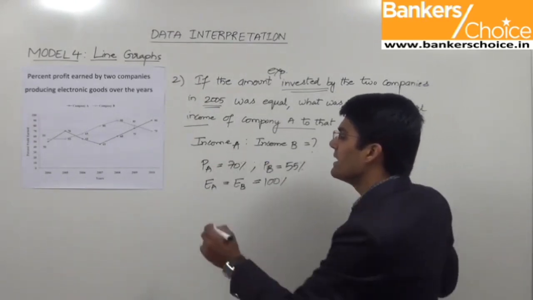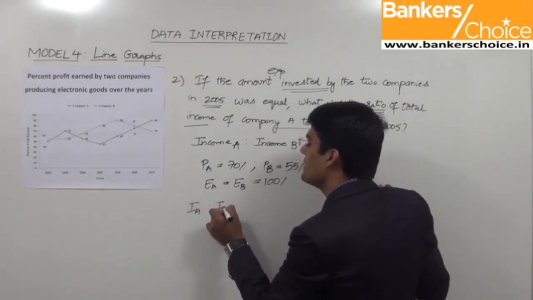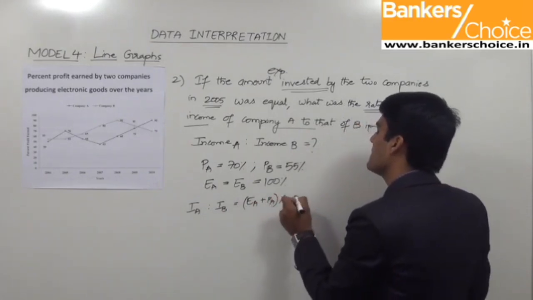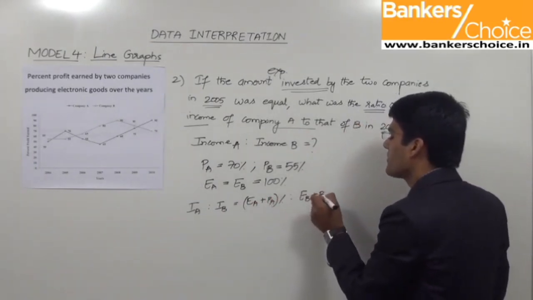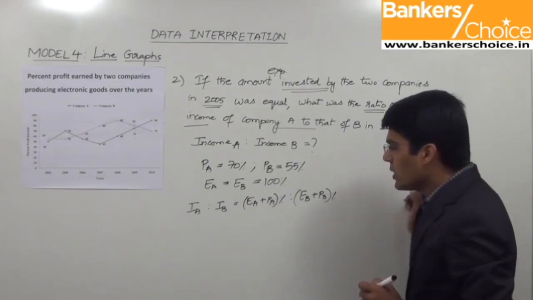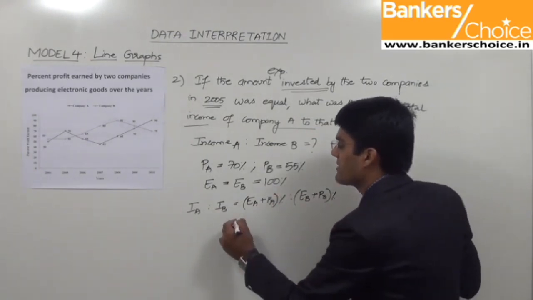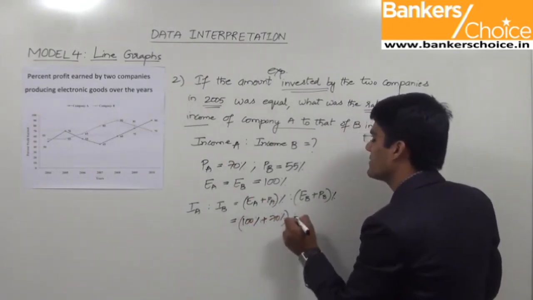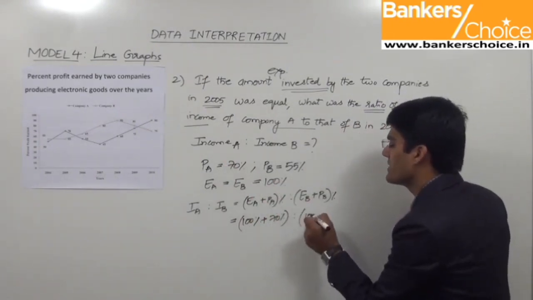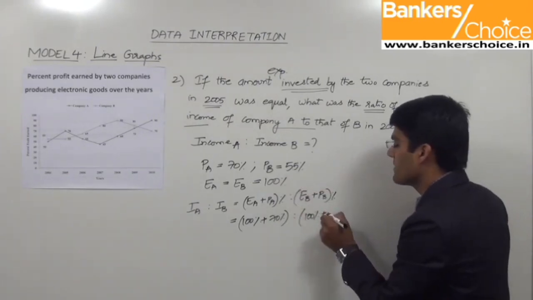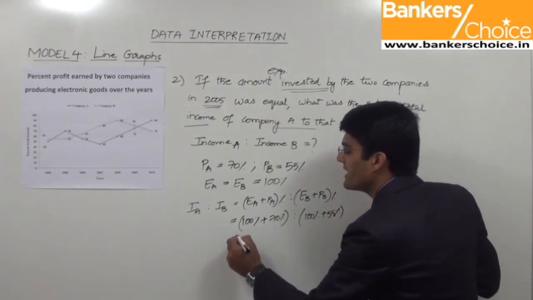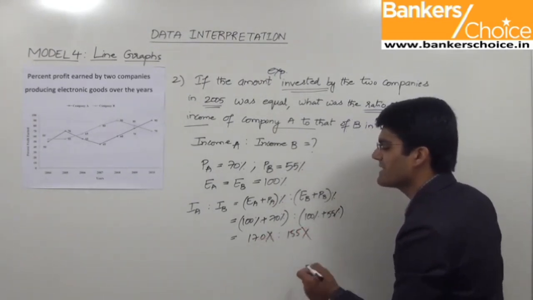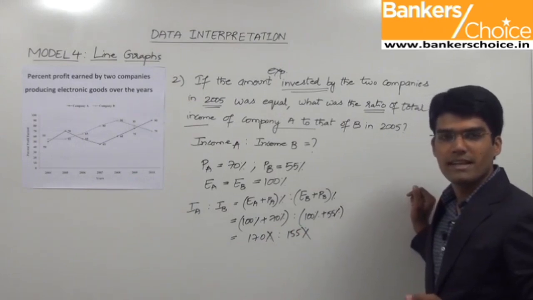So now we can say that income of A is to income of B will be equal to expenditure of A plus profit of A in terms of percentage is to expenditure of B plus profit of B in terms of percentage. Now expenditure of A here is 100%. So 100 plus profit of A is 70%. This is to expenditure of B again is 100% plus profit of B is 55%. So overall we can say that the answer here will be 170% is to 155%. Percentages anyway get cancelled here. So 170 is to 155 can be taken as the final answer.